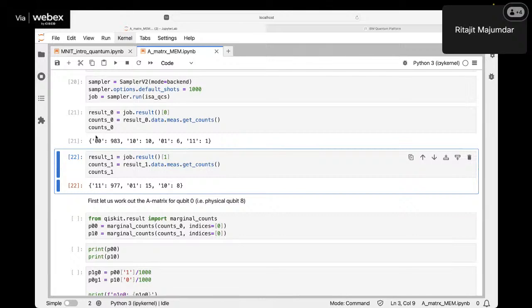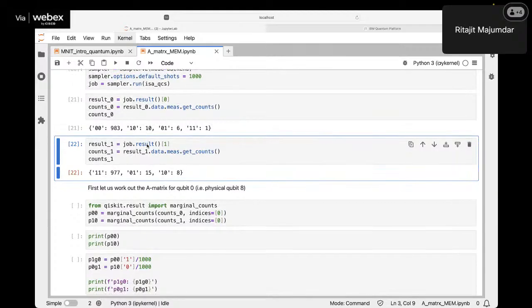If you ask me what is the probability that the first qubit is in the state 0, I will take this: the first qubit is in the state 0. I don't care whether the second one is 0 or 1. So that's marginalization. You marginalize over everything that you don't need. And we will get 983 plus 10, 993, divided by 1000. So that's how we get the information of a single qubit.